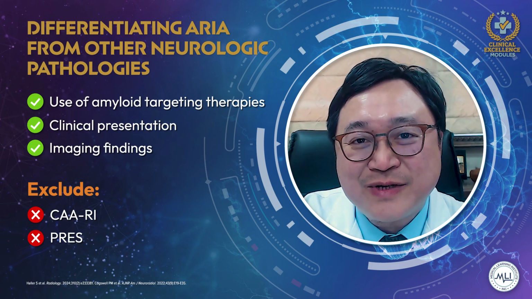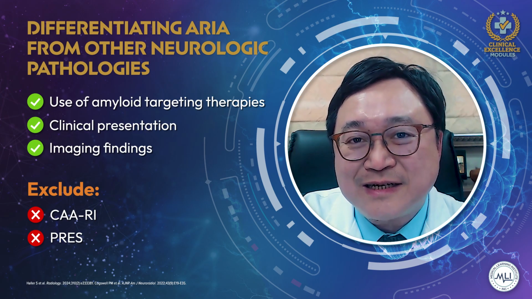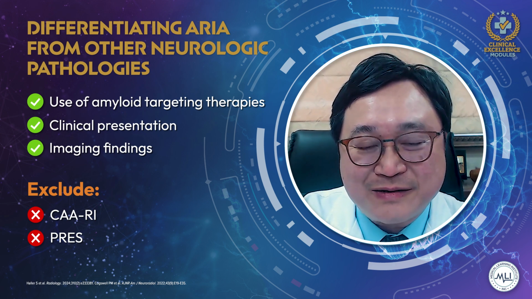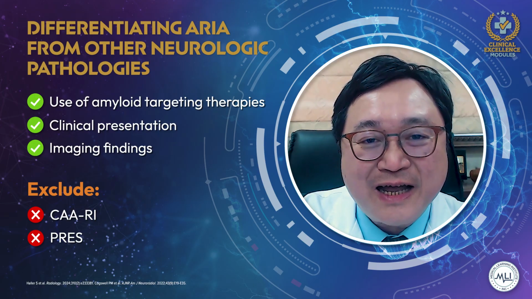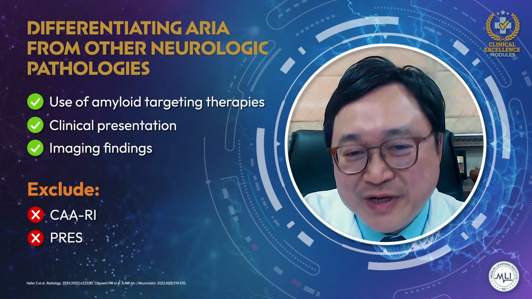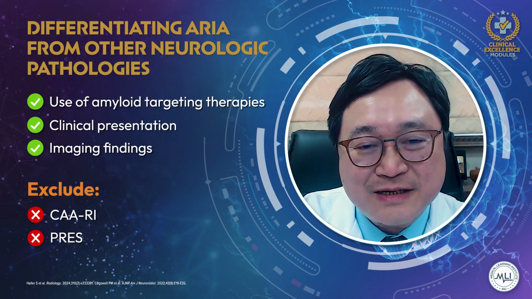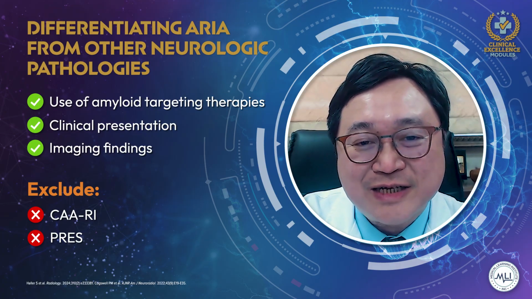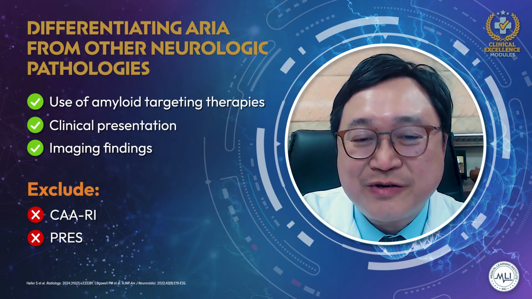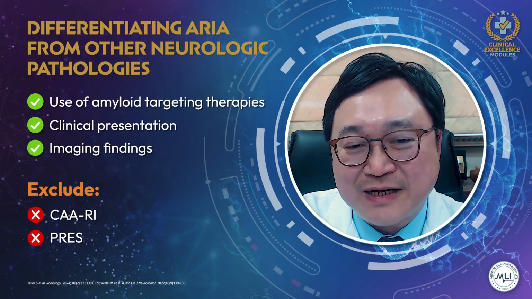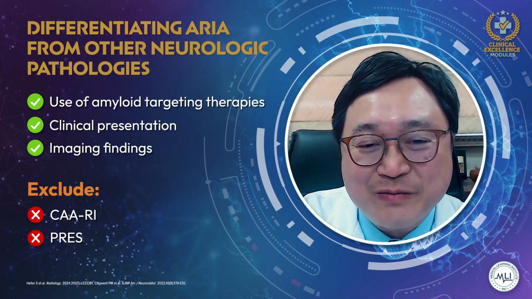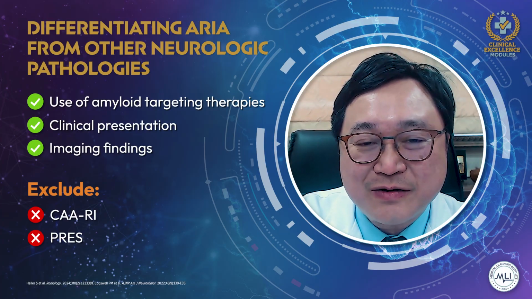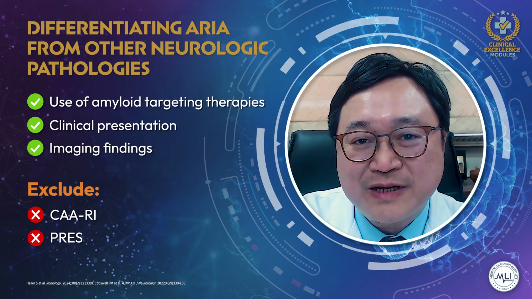I think we have to consider the ARIA first, and we can exclude CAARI and PRES by the imaging and history taking. And also, like Dr. Chen said, PRES patients usually have a fluctuation of blood pressure or show very high blood pressure. It's some clue we can use to differentiate them.